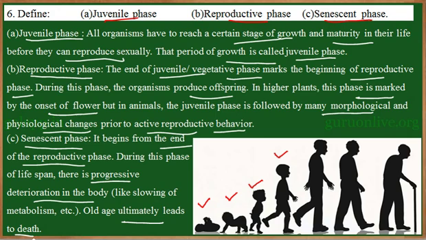Now these are the different stages of the lifespan. Juvenile phase, it is called as growth period. Reproductive phase, where an individual gives rise to new offspring. Senescent phase, where the cells lose their ability to do the normal function.